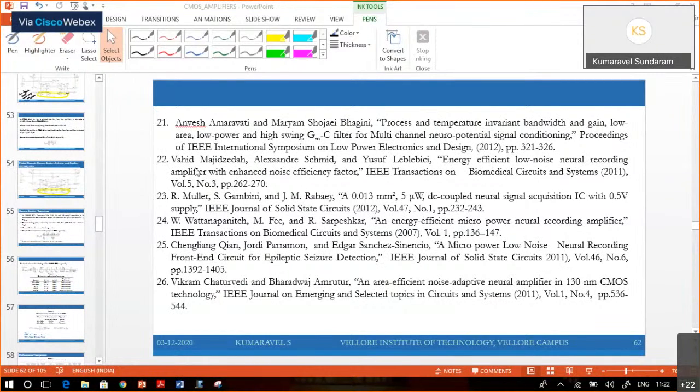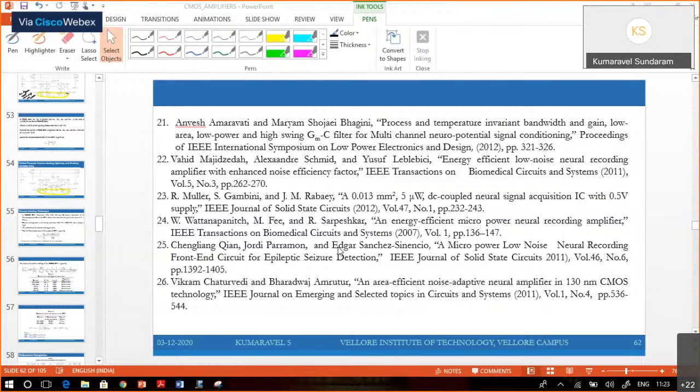We have one more point I would like to suggest, especially for biomedical application. There is a journal, IEEE Transactions on Biomedical Circuits and Systems. Please refer to papers from this journal so that you will have very good knowledge of how to design analog circuits for biomedical application.